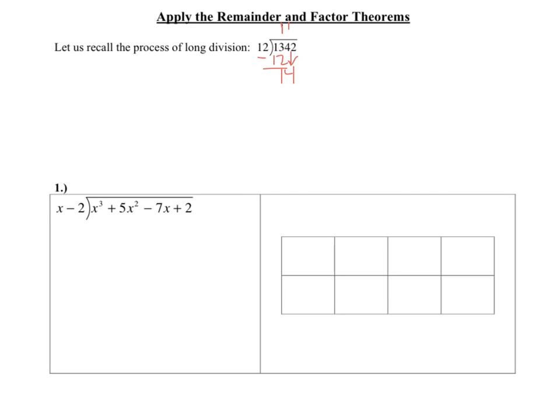Again, the answer is 1. So I put that up top. I take 1 times 12, put that under the 14, and subtract. I bring down the 2, and I think, okay, 12 goes into 22 how many times? Again, only once. So 1 times 12 gives me 12 to put under the 22. I subtract, and I have 10.